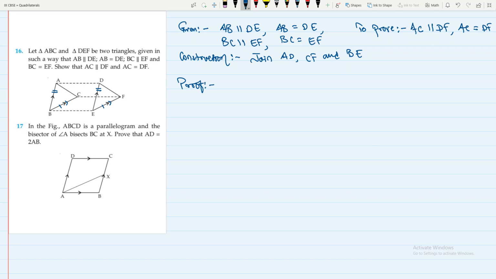Okay, sir. Arya, let's do the proof. Yes, sir. So we have written what is given. We have to now prove AC is parallel to DF, and AC is equal to DF. So how will we prove it? Sir, in triangle ABC and in triangle DEF, AB is equal to DE, given. BC is equal to EF, given. And angle ABC is equal to angle DEF. How can you prove that? That is not given. How can you prove that?